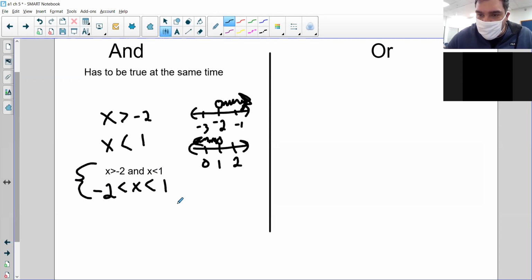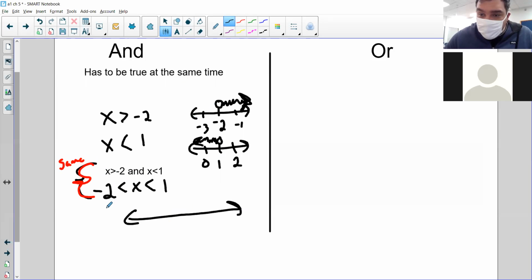Wait, can you repeat that? What do you have to do? These are the same. Okay, these two are the same thing right here. So you need to know how to do both, okay? You're going to graph them the same way though. So let's check it out. You're going to have to make a number line.